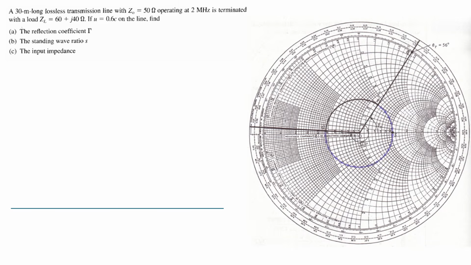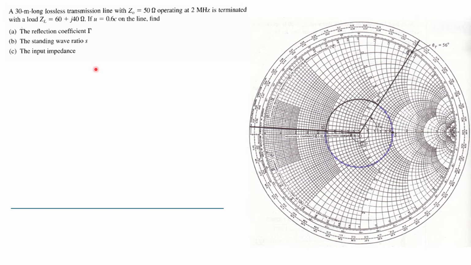Now let's see one question. Suppose a 30-meter long lossless transmission line with Z naught equal to 50 ohm operating at 2 megahertz is terminated with a load ZL equal to 60 plus 40j. If u is equal to 0.6 on the line, find the voltage reflection coefficient, standing wave ratio, and input impedance.